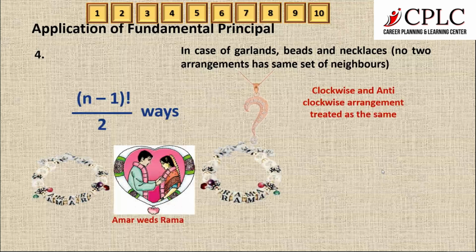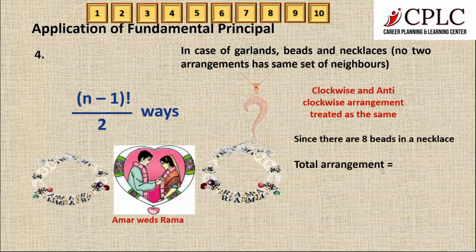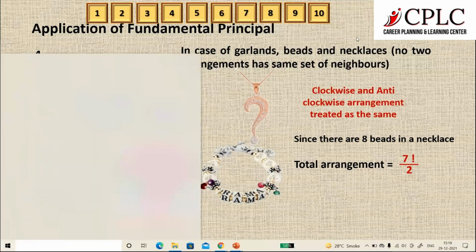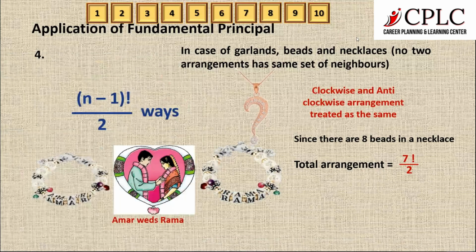So clockwise and anti-clockwise arrangements are treated as the same in this case. So we don't have to calculate separately in each case. As there are 8 beads in a necklace, total arrangements are going to be 8 minus 1, that is 7 factorial upon 2. So 7 factorial upon 2 is the final answer.